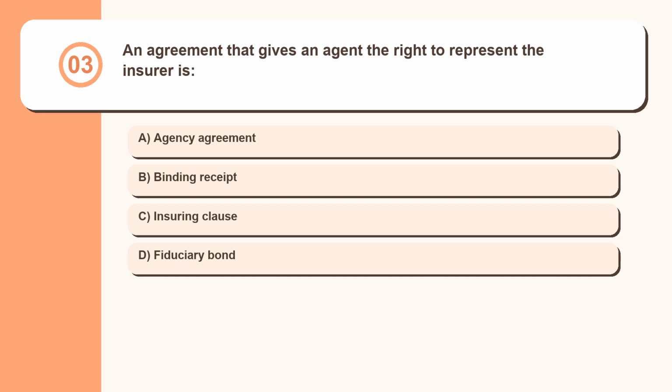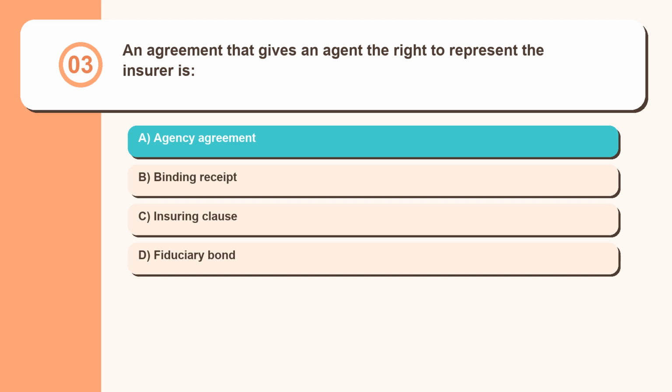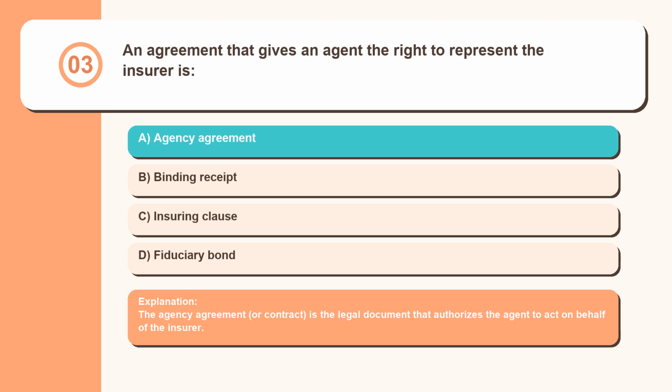Question 3. An agreement that gives an agent the right to represent the insurer is agency agreement, binding receipt, insuring clause, fiduciary bond. The agency agreement, or contract, is the legal document that authorizes the agent to act on behalf of the insurer.